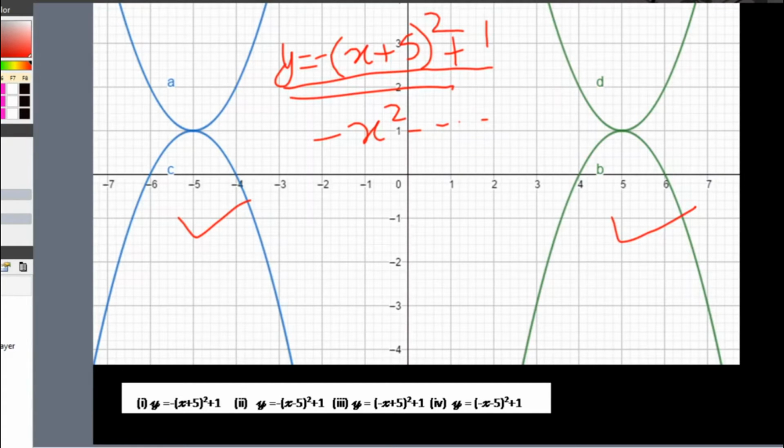So equate this to 0 and we get x is equals to minus 5. So the graph has to shift 5 units to the left and 1 unit up. So it is this one, figure C simply. So the answer for part 1 is figure C.